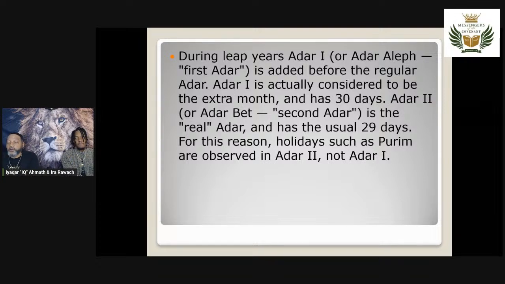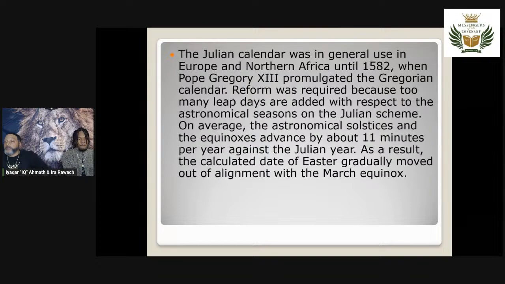So Adar is the 12th month. It says during leap years, Adar 1 or Adar Aleph, the first Adar, is added before the regular Adar. Adar 1 is actually considered to be the extra month and has 30 days. Adar the second, or Adar Bet, is the real Adar and is usually 29 days. For this reason, holidays such as Purim are observed in Adar 2 and not Adar 1. Okay, so just to give you a little understanding about that.